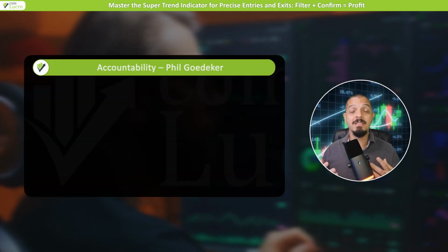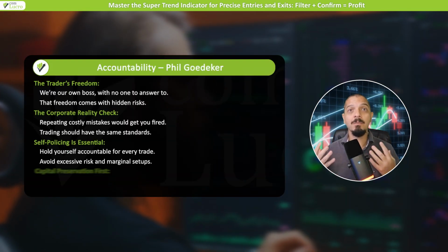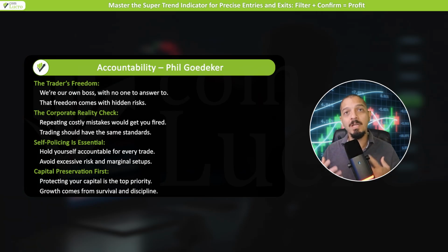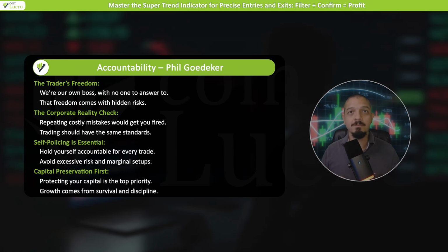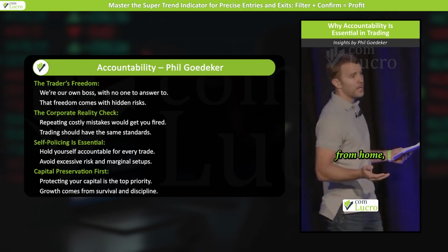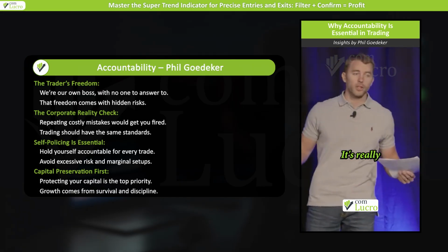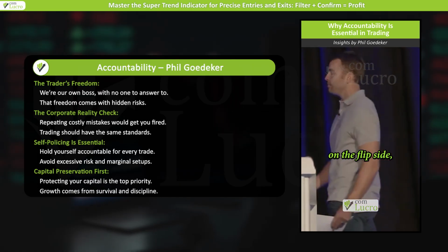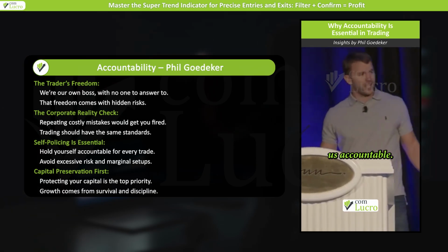And discipline doesn't stop at numbers. Phil Godeker explains why holding yourself accountable is just as vital for protecting your capital. You know, one of the great benefits of being a trader is that we're our own boss. We work from home, and for the most part, we answer to nobody. It's really everybody's dream job. But, you know, on the flip side, there's nobody there to hold us accountable.